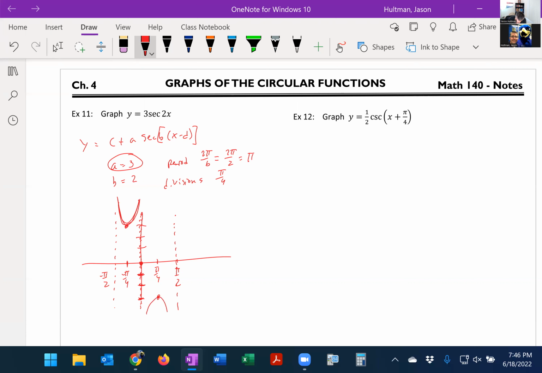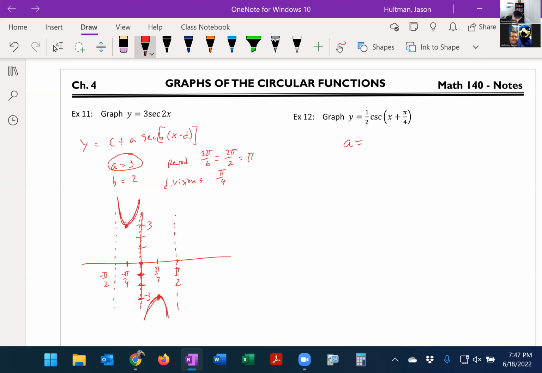And this is going to be a u like so. Where this was at negative pi over 4 and this was at 3, and this was at negative 3. So think of it kind of like the amplitude. It stretches it. Instead of stretching the cosine function, it stretches where we start the secant function. Okay, let's look at 1/2 cosecant x plus pi over 4.